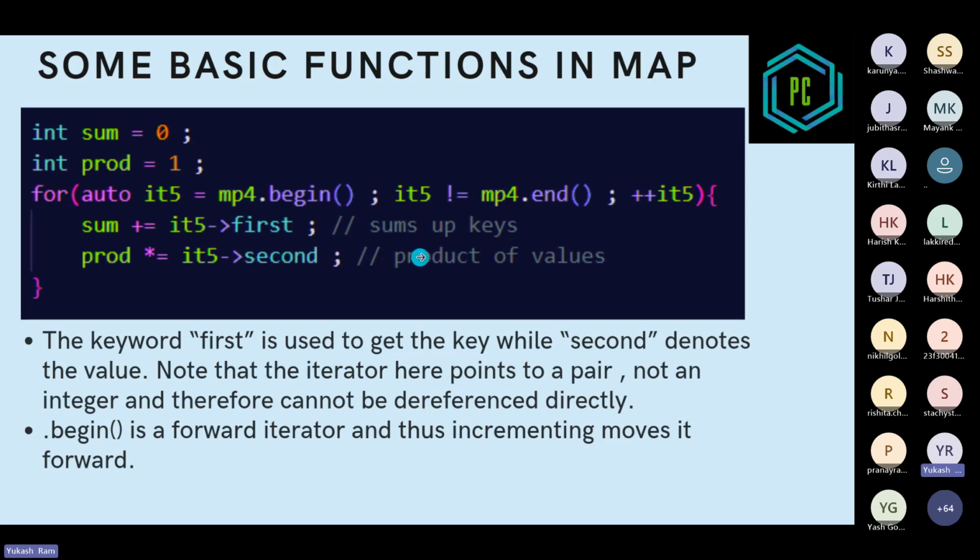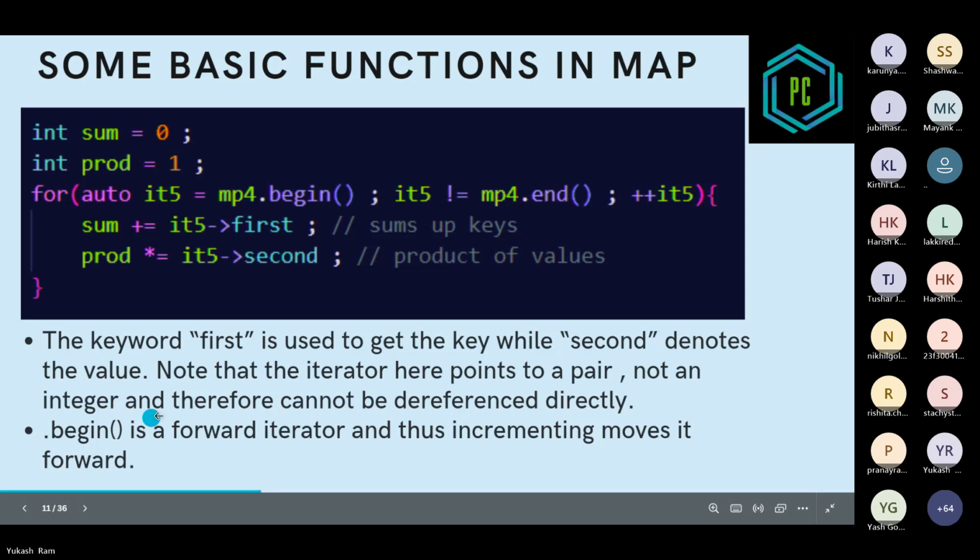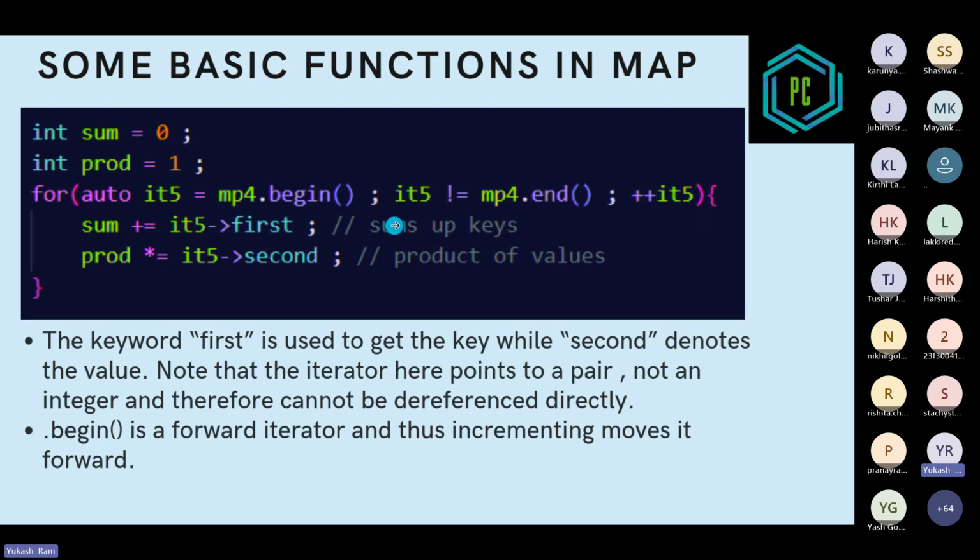So you can see this first line, sum plus equals it->first, just sums up the keys, and this product thing is just multiplying the corresponding key values, the product of the key values. And one more thing, .begin is a forward iterator, so incrementing it will move forward. If you had used .rbegin, then if you increment it, it would go in the reverse way. So that's one thing you have to keep in mind.